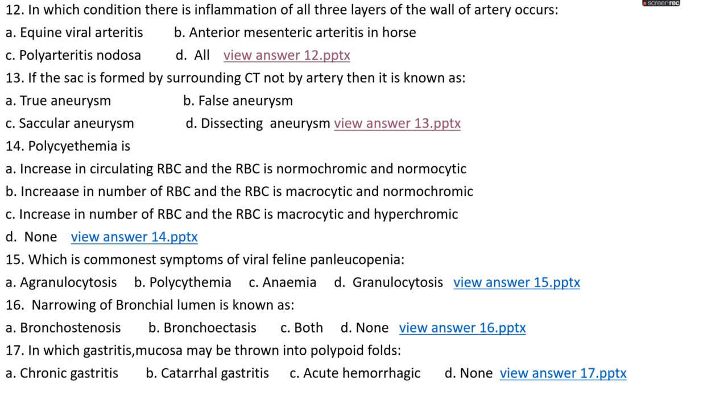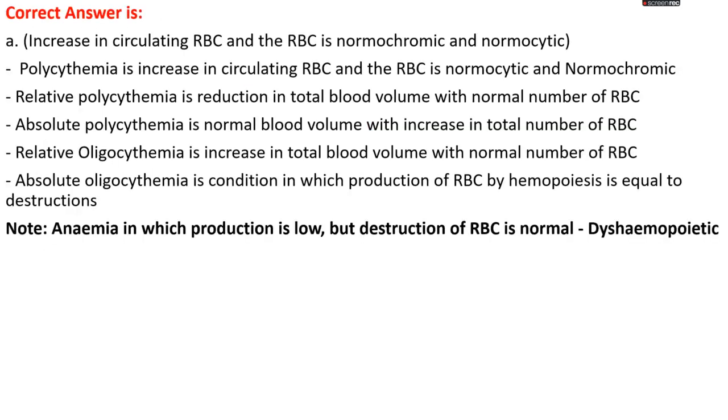Option C, increase in number of RBC and the RBC is macrocytic and hyperchromic. Option D, none. The right answer is option A, that is an increase in number of RBC and the RBC is normochromic and normocytic. Okay.